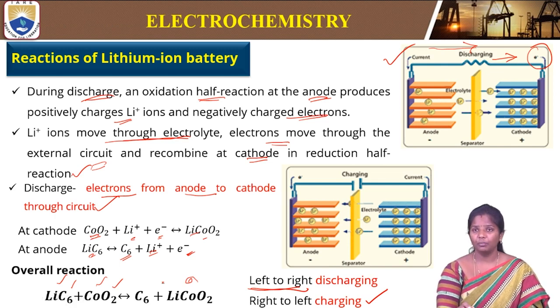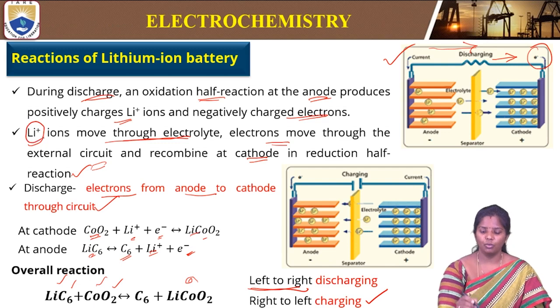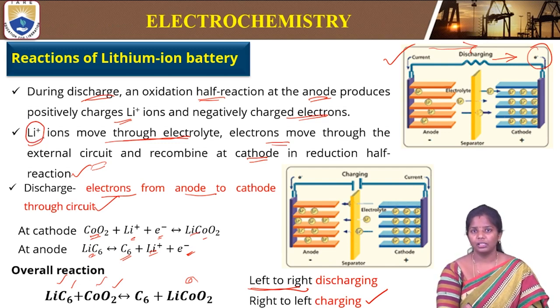The main important thing is that the lithium ions will flow through the electrolyte. These lithium ions will be flowing through the electrode from anode to cathode and cathode to anode, so that the cell will keep working. So this is the main principle by which a lithium ion battery works.